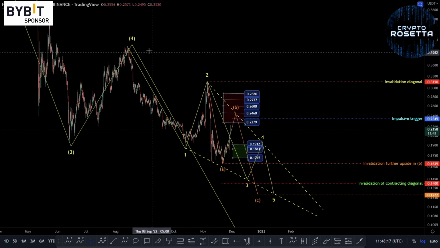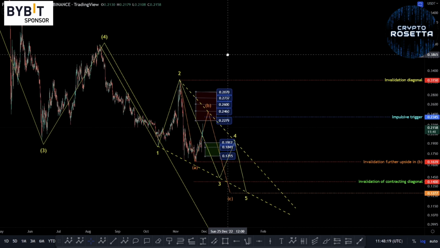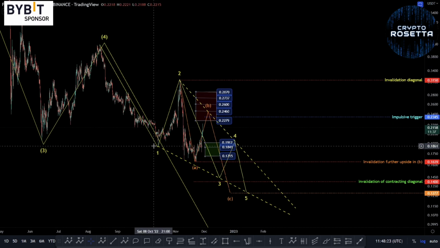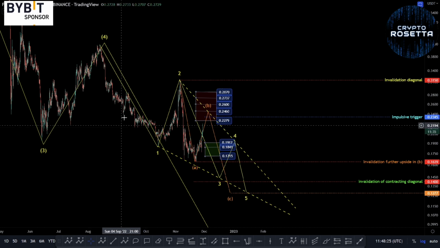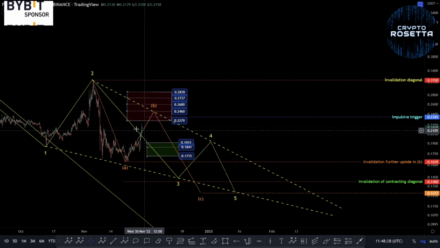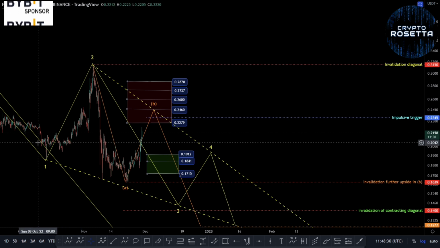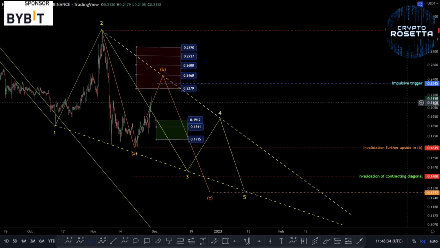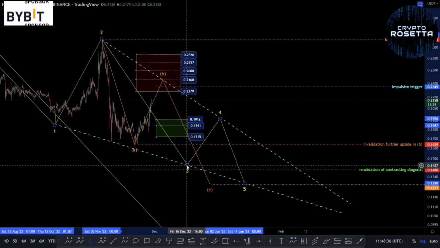So this fourth wave position's moved back, and then I'm looking at this as potentially being an ABC down into here, so a zigzag down into these lows, and then this as a wave 2 of a diagonal. So looking at it in this way would be looking to form something like this.